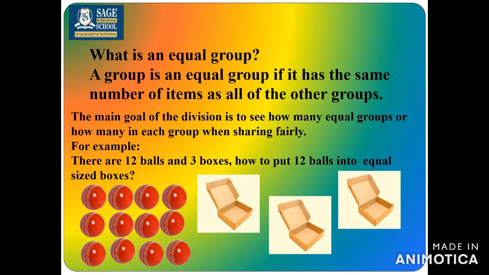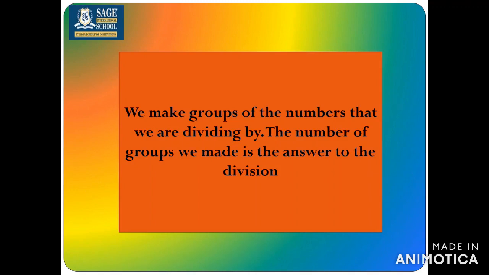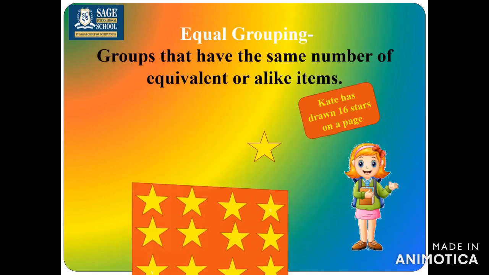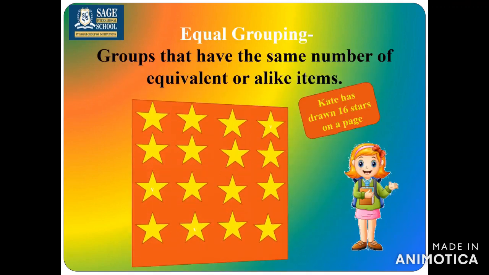Let's take an example here. If there are 12 balls and 3 boxes, how to put 12 balls into equal sized boxes? We make groups of the numbers that we are dividing by. The number of groups we made is the answer to the division. So equal grouping means to form groups that have the same number of equivalent or alike items or similar items.